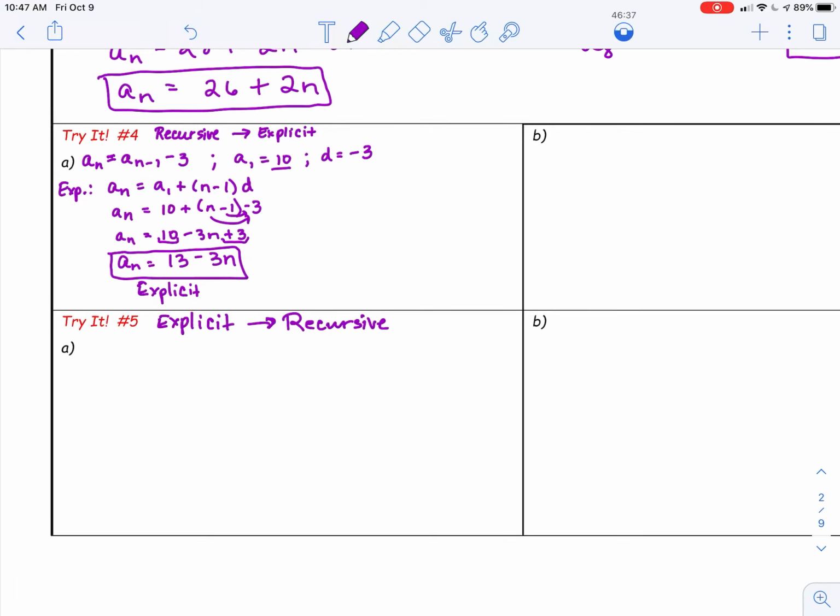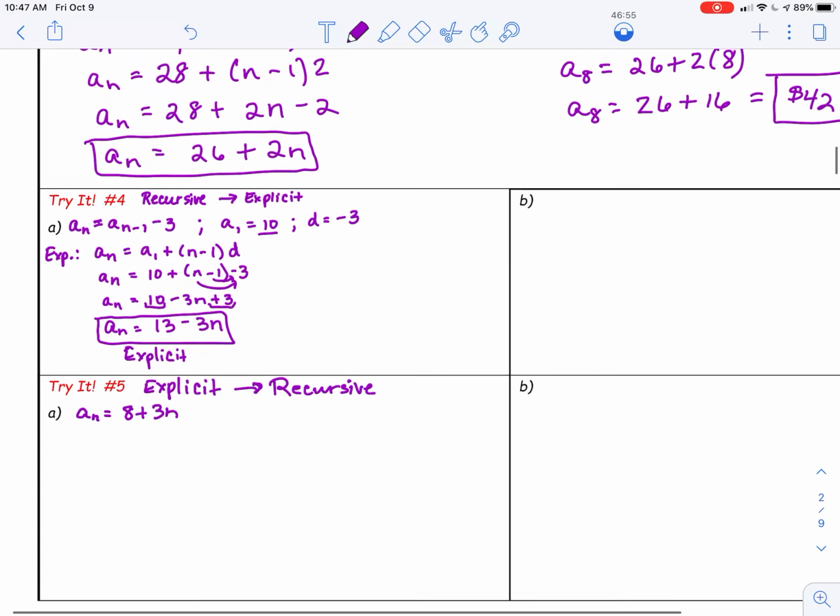Okay? Write that in there so you don't forget at any time what we're trying to accomplish here. The problem that we are given is in the final explicit form, and we have 8 plus 3n on this side. So let's see what we can pull out of this.